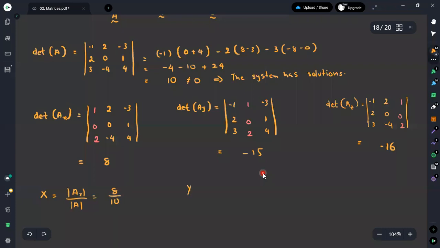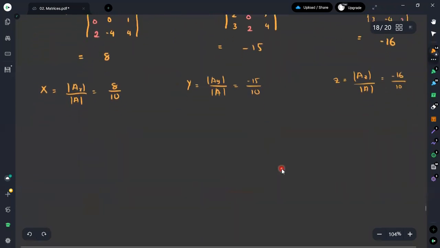Then y can be taken as Ay divided by A. Here it is -15 divided by 10. Then z equals Az divided by A, which is -16 divided by 10. Therefore, if you need, you can simplify this further. You will get 4 divided by 5. Here it is -3 divided by 2. Here it is -8 divided by 5.